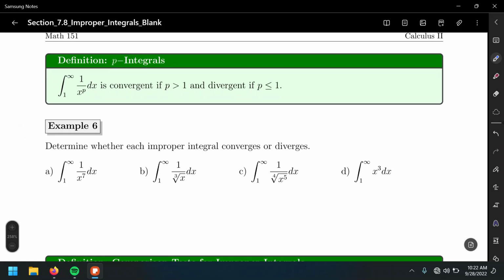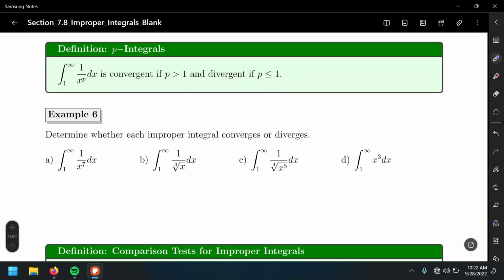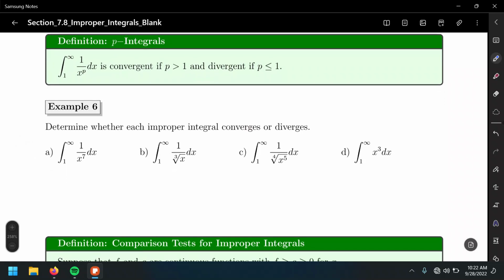All right, so P integral. That's going to get us started into infinite sequences and series for later when we get to that chapter. I believe it's chapter 11. So up to this point, you might have noticed some patterns about certain integrals that converge and certain integrals that diverge.